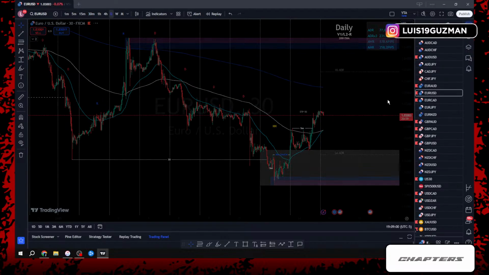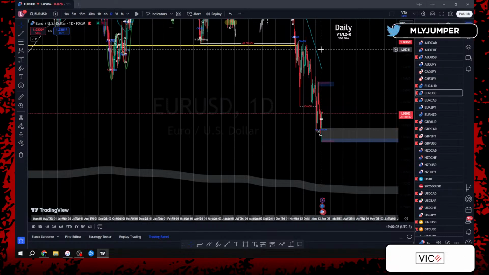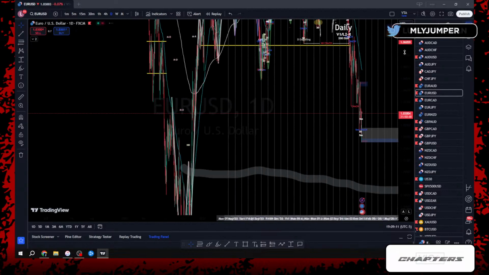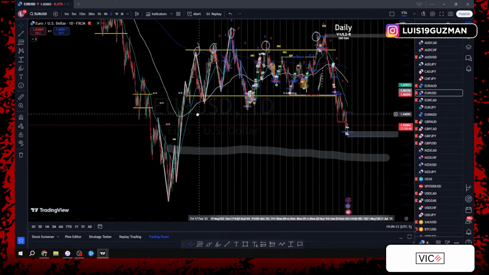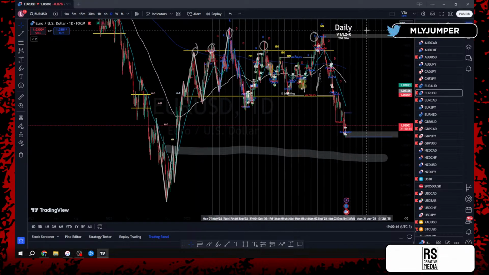Euro USD on the daily time frame. Euro USD on the daily time frame. We're still in the first zone of consolidation, looking for that second push to the top side.